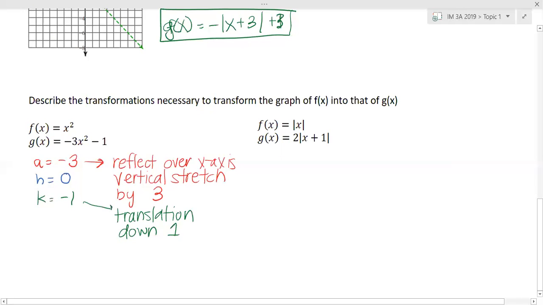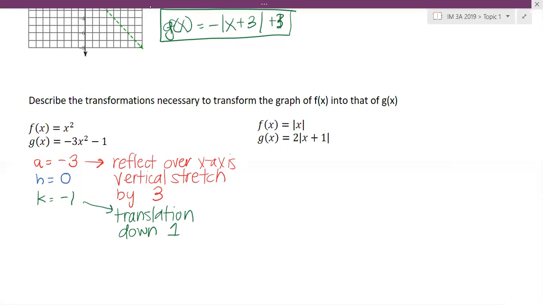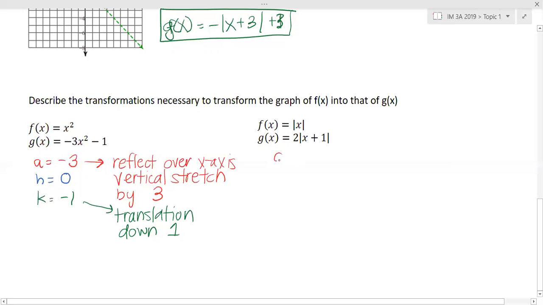So then for the last one, we've got an absolute value function. Still works the same. We need to figure out what a, h, and k are. So if we look at our function, the number in front is our a value. Our a here is 2. When a is a whole number like this again, that's the vertical stretch. So this just has a vertical stretch by a factor of 2. It doesn't have the reflection because it's positive.